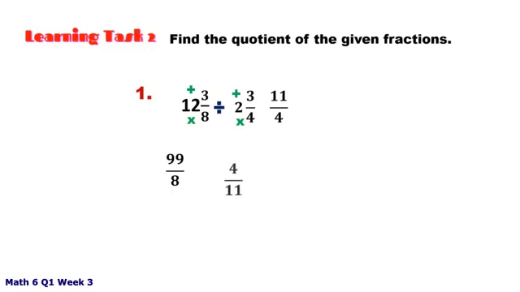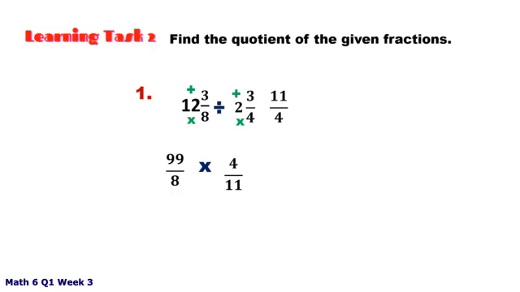Learning task 2. Find the quotient of the given fractions. Number 1, 12 and 3/8 divided by 2 and 3/4. Change all mixed numbers to improper fractions. 8 times 12 plus 3 equals 99/8. 4 times 2 plus 3 equals 11/4. Then, reciprocal, 4/11. Then, change division sign to multiplication sign.